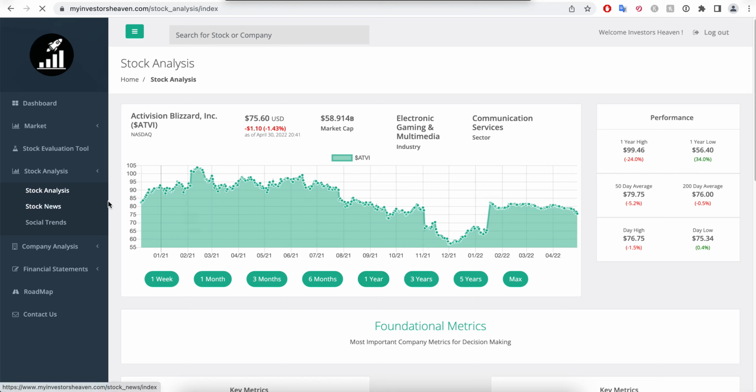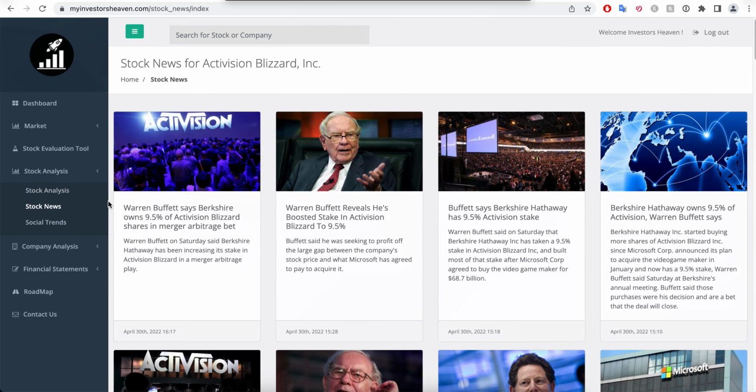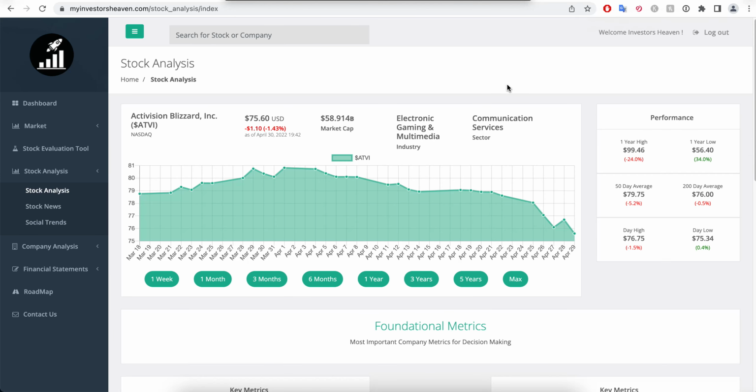Now, some news also came out today because Berkshire Hathaway had their meeting, and Warren Buffett revealed his boosted stake in Activision Blizzard to 9.5%. So I'm pretty sure people will get more interested. Now, I don't purchase a stock because Warren Buffett bought it, but it definitely plays a little bit of a role in my decision. It helps a little bit because I know that he has done his due diligence.